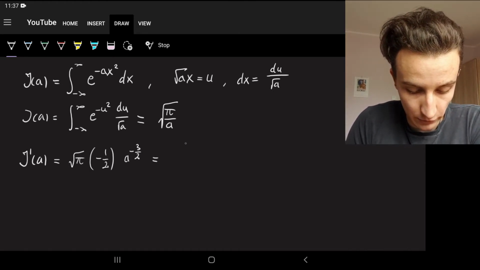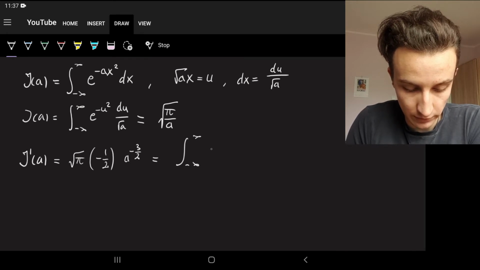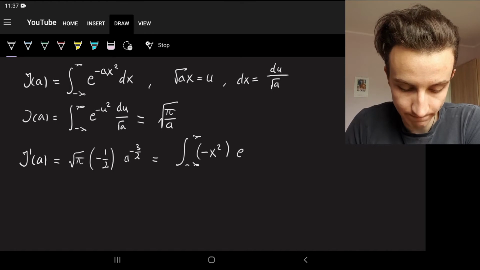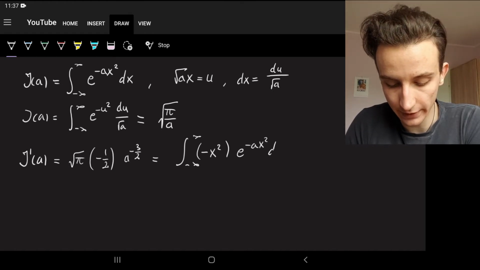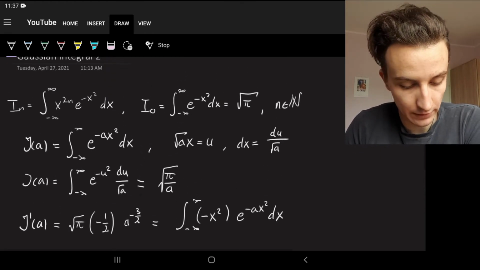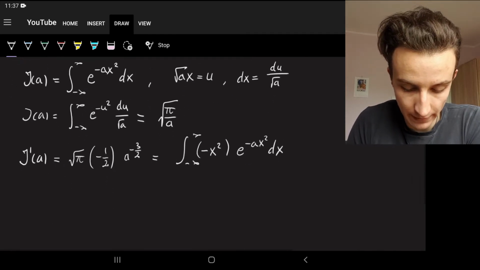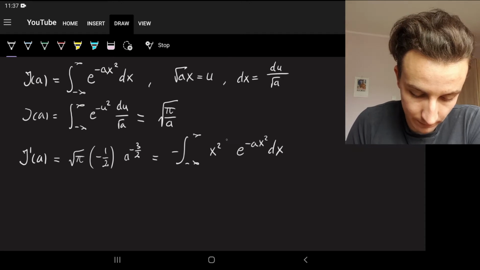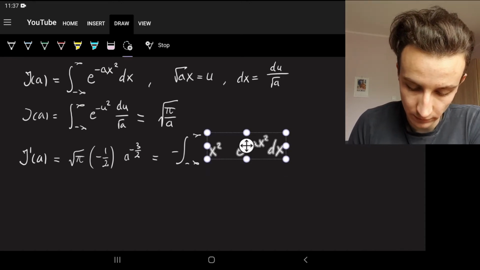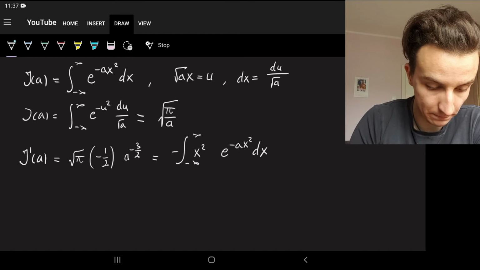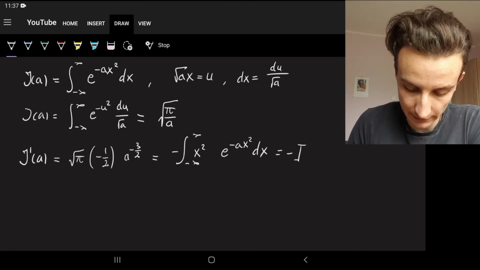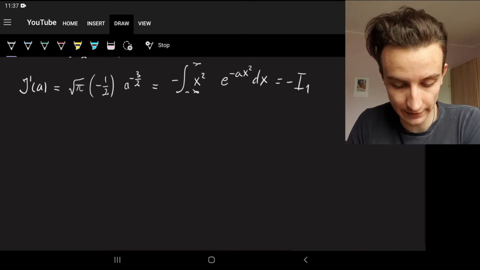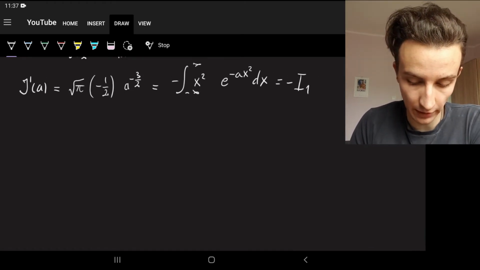But that's also equal to, if we differentiate under the integral sign, we get minus x squared e to the minus a x squared dx. Notice that's our I1. So that's, well, actually a minus I1. Let's put minus in front. So that's minus I1. Okay. Looks like we're getting somewhere. We've got a formula for I1.